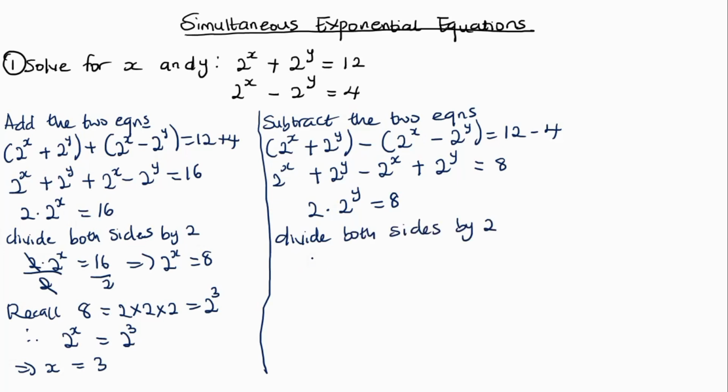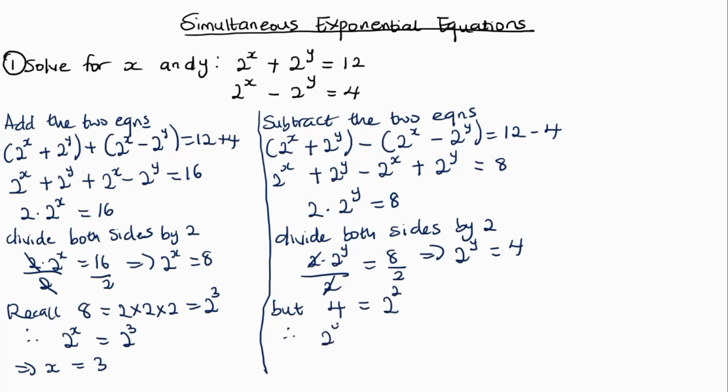So dividing both sides by 2, we are going to have this right here. And 2 here is going to cancel up this. And this implies that 2 power y is equals to 8 divided 2 is 4. But 4 can be written as 2 raised to the power of 2. So therefore we have 2 power y is equals to 2 raised to the power of 2. Now since the bases are the same, all we want to do is to equate the exponents. So therefore we have y is equals to 2.